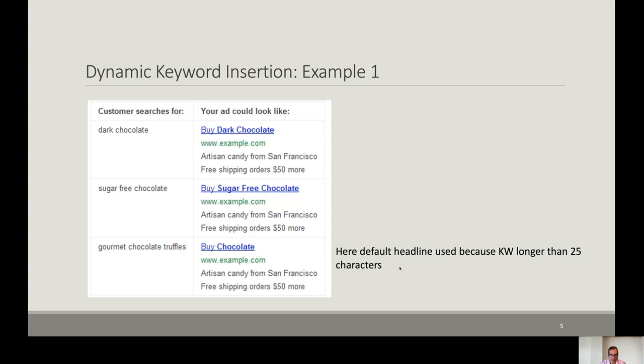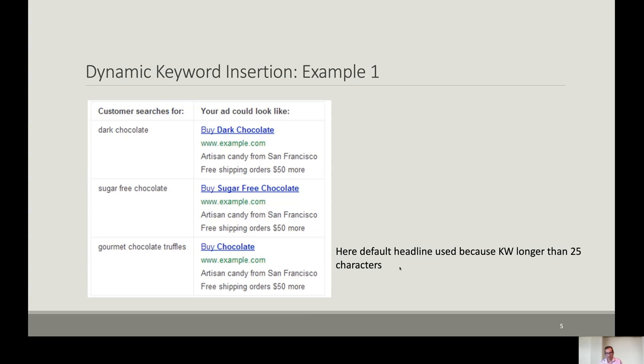Now, in the third example, which says gourmet chocolate truffles, here the ad headline does not appear to the user as "Buy gourmet chocolate truffles." Instead, it appears only as "Buy chocolate." Well, why did that happen? The reason is that even though the user search query matched up with that particular keyword, this keyword was too long, right? Because you cannot really have a headline which is longer than a certain length, right?